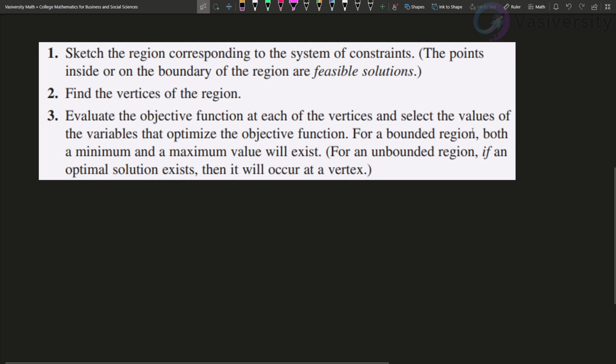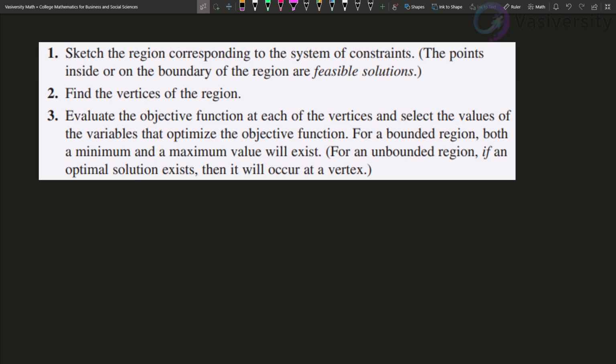For a bounded region, both a minimum and maximum value will exist. For an unbounded region, if an optimal solution exists, then it will occur at a vertex. Last time in the lesson, we did some inequalities that were unbounded, so we would have to be really careful with the boundaries.